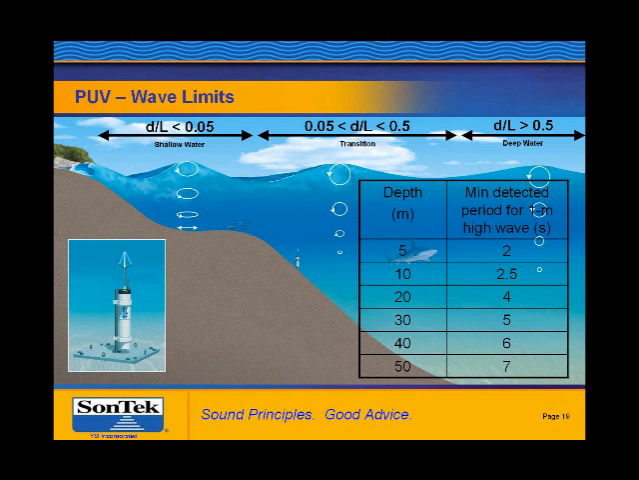The table on the right side of the slide shows a rough estimate of the minimal detectable period for a 1 meter high wave at different depths. As you can see, the deeper the installation depth, the longer the wave period that limits what the system can measure. For example, at an installation depth of 20 meters, you will typically capture waves with periods of at least 4 seconds. Should you like to capture waves of higher frequency, meaning shorter periods, the system will need to be installed in shallower depths. So the trade-off is: the shallower the depth, the shorter the period.